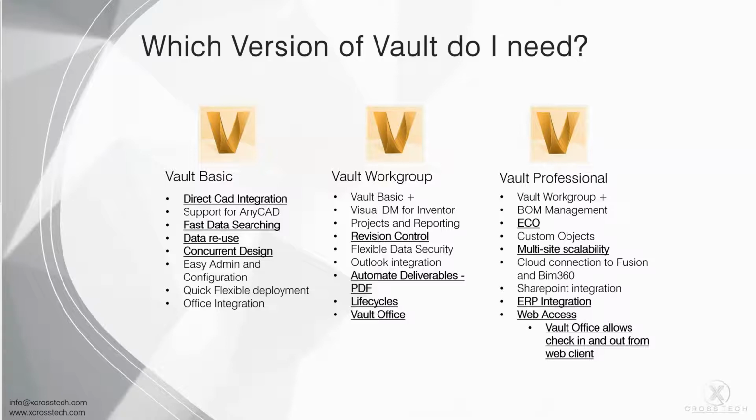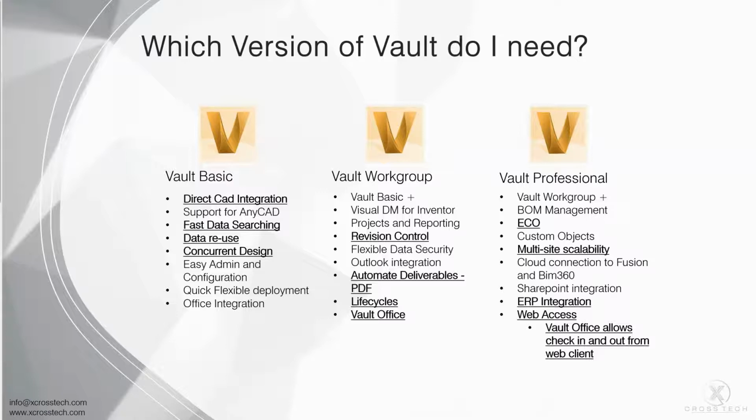It then integrates in with Outlook. So in the Vault Basic, it doesn't integrate with Outlook, but once you get to Workgroup, it does. You've then got things that automate deliverables, such as the PDF creation. That's a utility involved called the job processor, which I will cover today. Obviously, you've got your life cycles, and then you've got Vault Office.